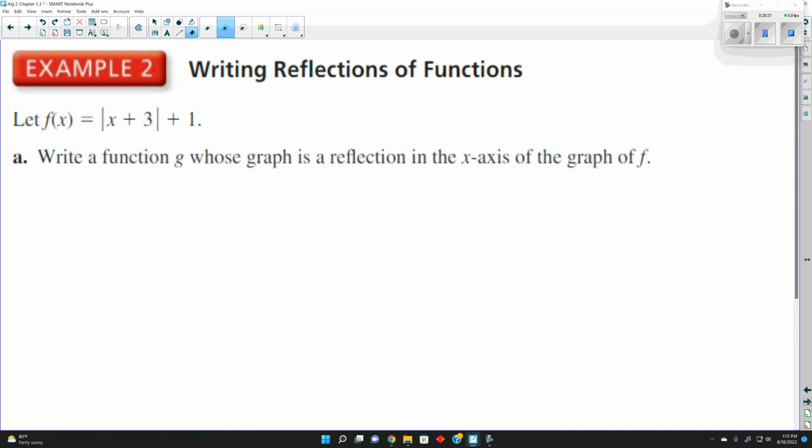And once we start doing these, they're going to make more sense once we do them, because I think that's the same thing with the horizontal and vertical translations. The definition seemed a little weird, but once we did a few, it's okay, this makes sense. So the first one here, write a function g, so g of x, whose graph is a reflection in the x-axis, so reflection across that x-axis.